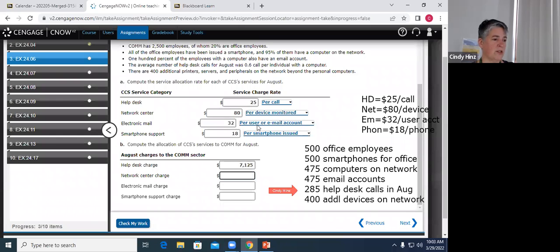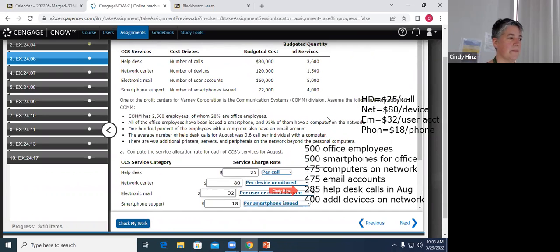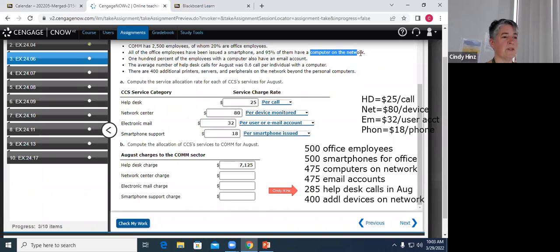How about the network center charge? The network center charge is $80 per device monitored. And so we have 500 smartphones. What are we counting as devices? Oh, on the network. Sorry, yeah, on the net. These are devices on the network because it's the network center. That makes sense. So we're talking about the computers on the network and then these additional devices on the network. So that's 475 computers and 400 additional devices, a total of 875 devices, and we're allocating cost of $80 per device monitored, for a total of $70,000, which I started punching into my calculator. So 475 computers on the network, 400 additional devices on the network for a total of 875 devices at $80 each.